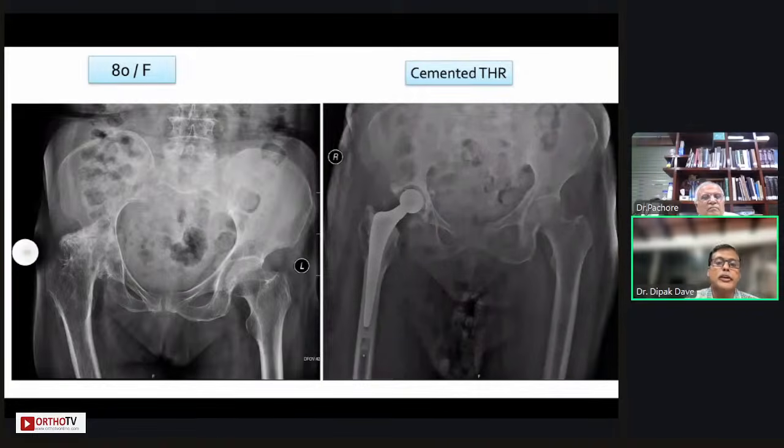80-year-old female, definitely you don't want to do an uncemented in this. You want to make the patient walk the next day.